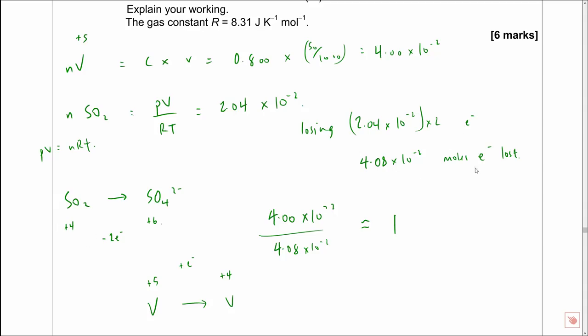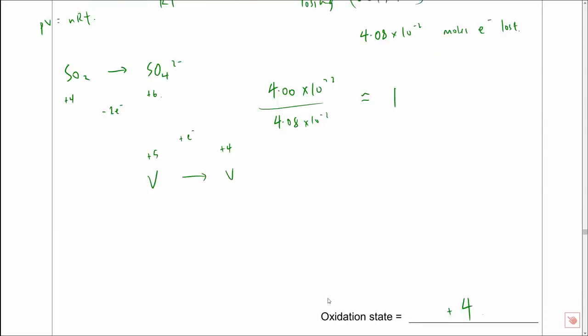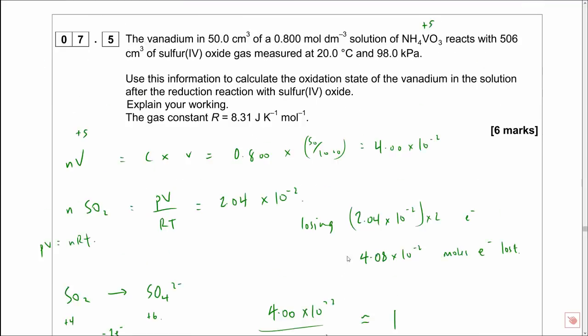But the fact that you have lost that many moles of electrons from the sulfur dioxide as it's been oxidized to the sulfate ions, and therefore those electrons must have gone into the vanadium, and by doing this nice little bit of division, essentially working out the ratio, we find that the vanadium must have gained, for each mole of vanadium, one mole of electrons, or each atom has gained one electron, whatever you want to say. Therefore, that gain of electrons must have taken it from plus 5 to plus 4. Tough question. I'm not going to spend any more time on that.